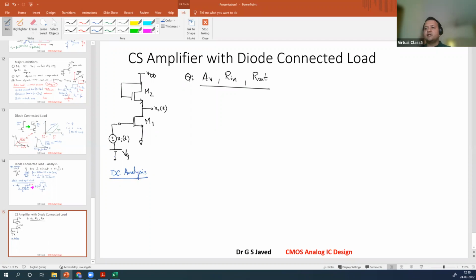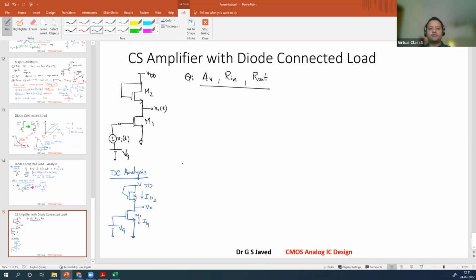What is the DC analysis? All the DC devices will go to no. All the input sources or small signal sources will become 0. So your circuit effectively becomes this. This is our large signal analysis. So here you have VG, this is V out, this is VDD. So the current ID2 is because it is flowing through M2. This is ID1 because it's flowing through M1.